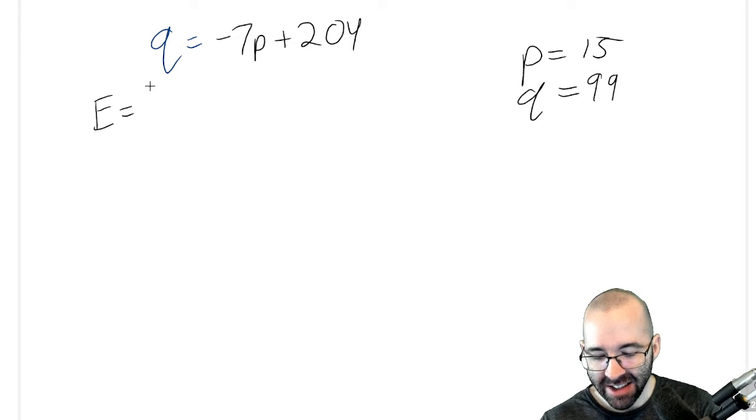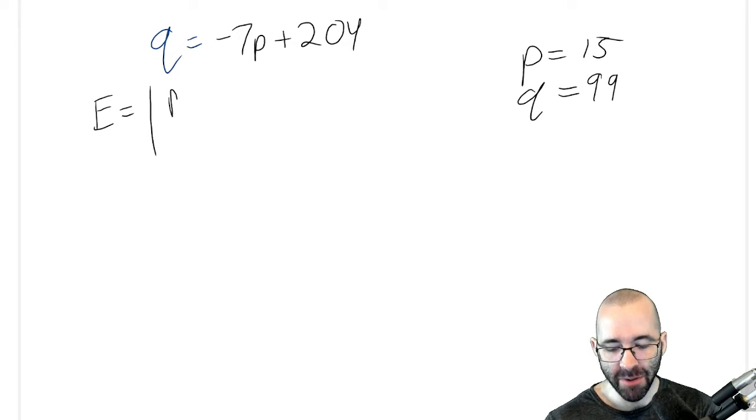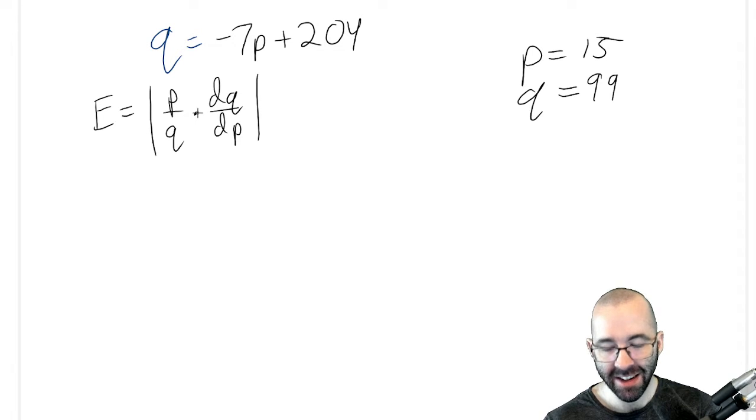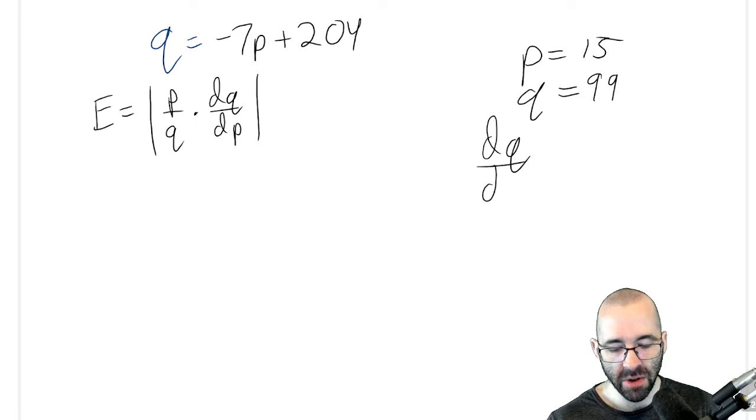So elasticity of demand is the absolute value of P over Q times dQ/dP. We need the derivative. What's the derivative of Q with respect to P? Just negative 7. Plug it all in and we'll get our answer.